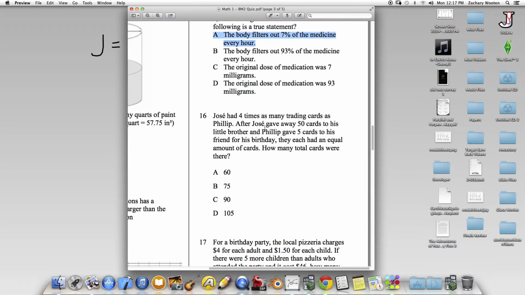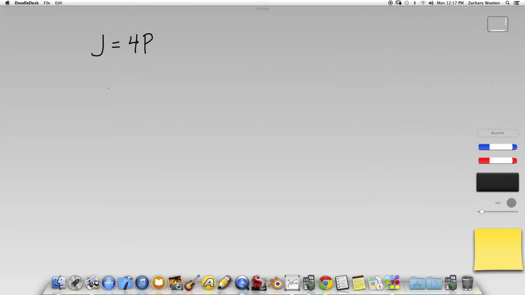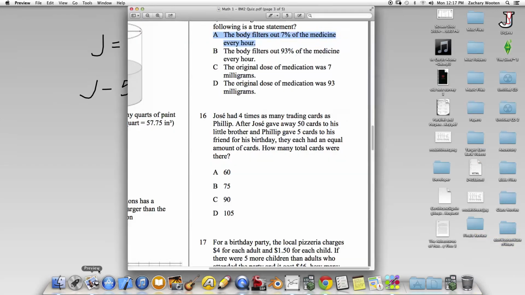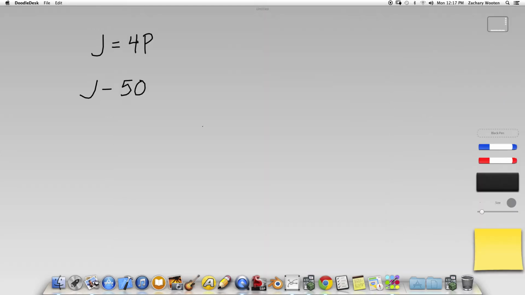Now we also see that after Jose gave away 50 cards, if he's giving them away, what does that mean we're doing to his total? He's giving those cards away, that means we need to subtract them. So he gave away 50 of his cards, and it says Philip gave 5 of his to his friend for his birthday, and who cares why he gave them to his friend. The birthday, the friend, the little brother, all these things are just distractors. We just know Jose gave away 50, Philip gave 5. They're not giving them to each other, so who he's giving that to doesn't really matter. So Philip gave away 5, so that's P minus 5.